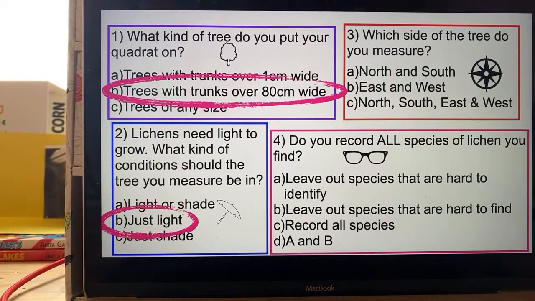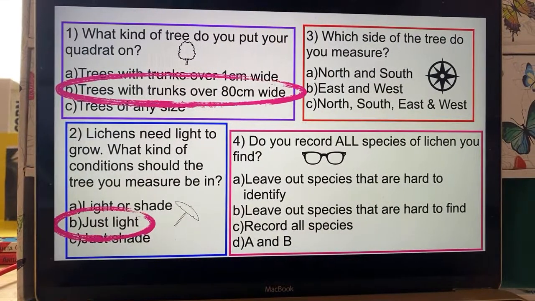Kind of the same with the second question. I guess you would choose the area of tree randomly, but you only choose trees to study that are in the light. Because again, if you choose trees that are covered in shade, that might be why there isn't much lichen and not because it's a polluted area.